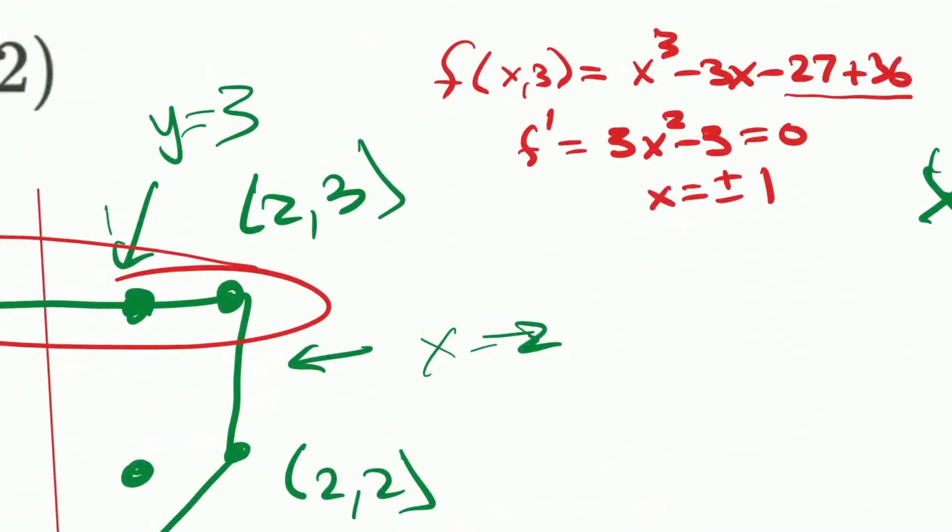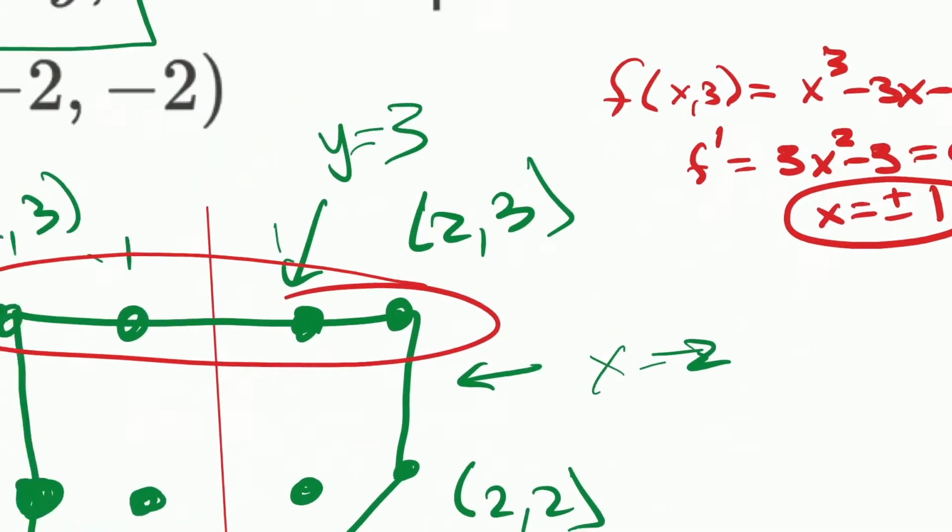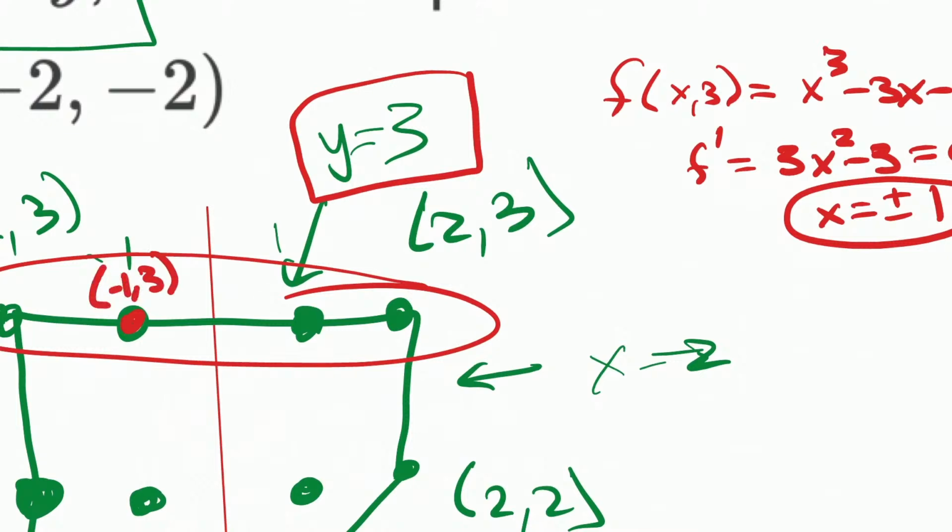Okay, so that's what I get on this boundary. And then I'll take each of those and plug them back into the boundary. In this case, the boundary is just y equals 3. And so this is the point -1, 3, and this is the point 1, 3. Yeah, very nice. Anything else?